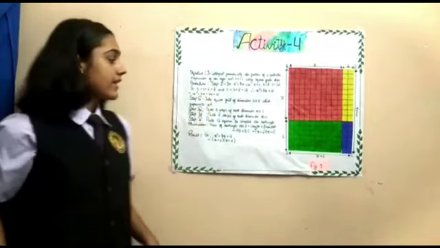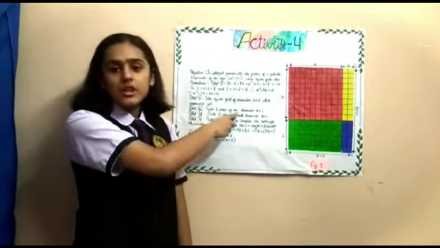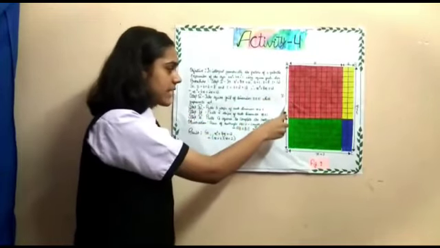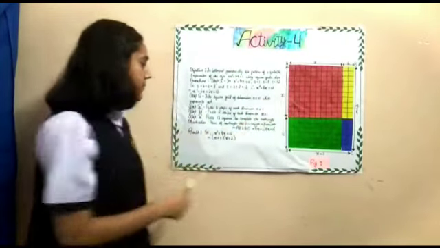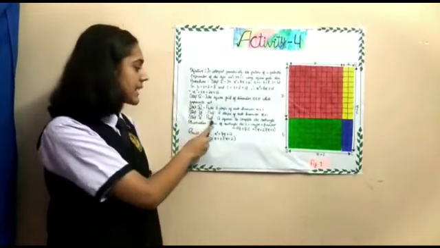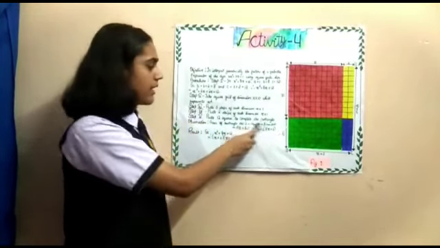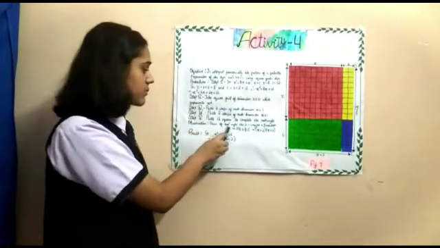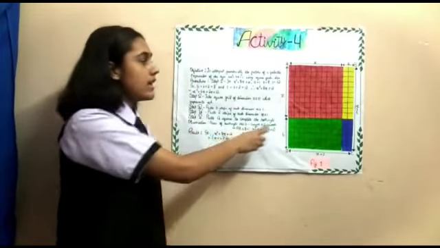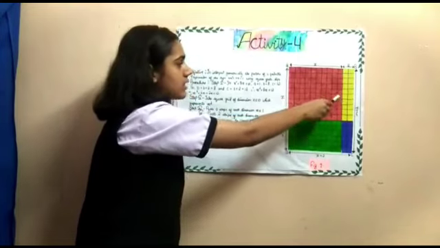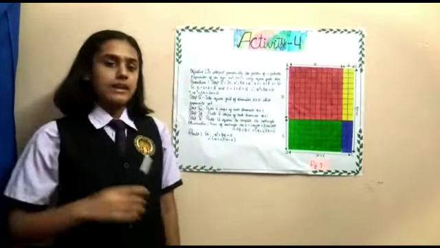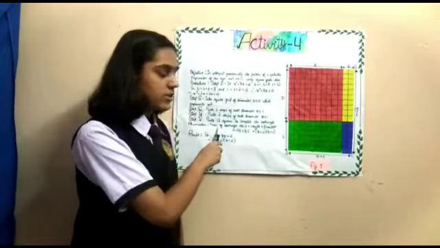Now step 2 is to take a square of dimension 10 into 10, which represents x square. This is x and this is x, which represents x square. Now step 3 is to paste 6 strips of each dimension x into 1. This is x and this is 1. Step 4 is to paste 2 strips of each dimension x into 1. The yellow squares represent x into 1. Now the last step, step 5, is to paste 12 squares to complete the rectangle.